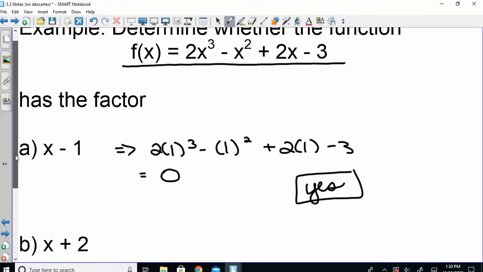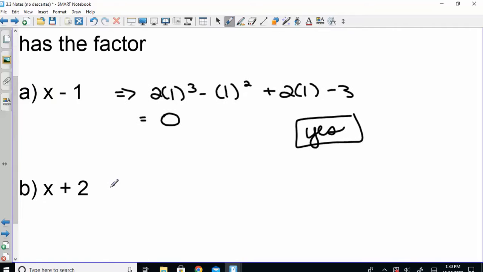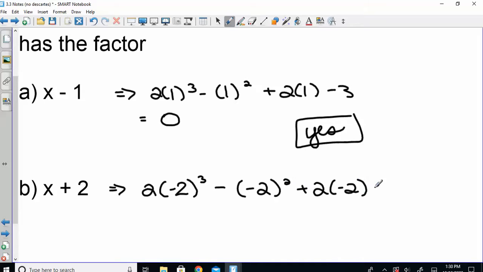How would you do B? Plug -2 in. Make sure you watch your parentheses when you do that. So put the -2 in parentheses and put the exponent on the outside. What'd you get? -27. So is that one a factor? No.